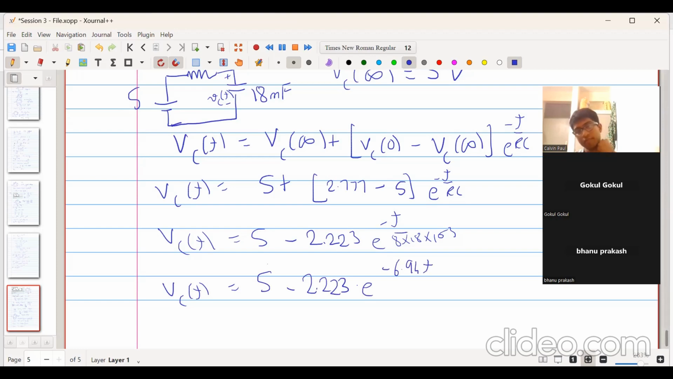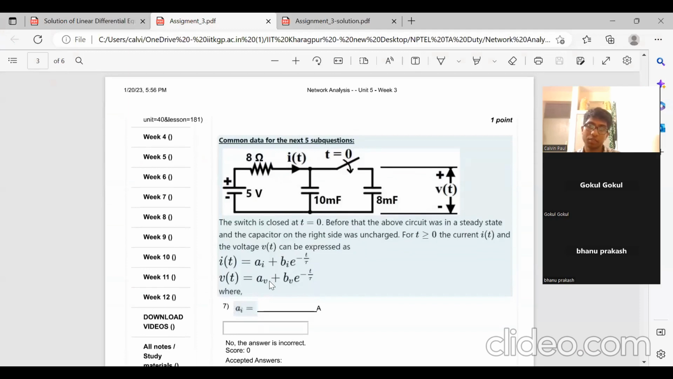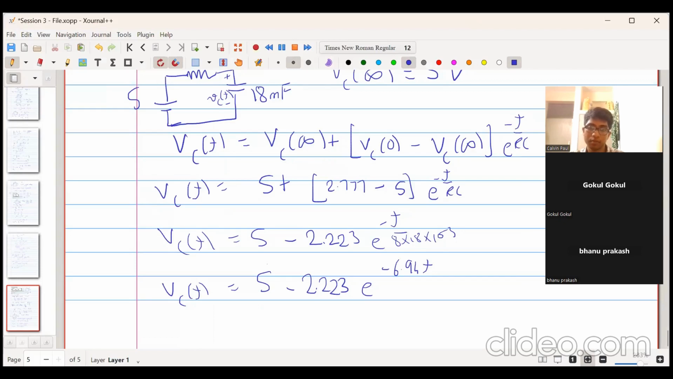Almost 7. So this is the voltage across the capacitor, and it can be expressed as A plus B into e to the power minus t upon tau. A in our case is equal to 5, B in our case is equal to minus 2.223, and tau is 0.144. Any doubts in this?